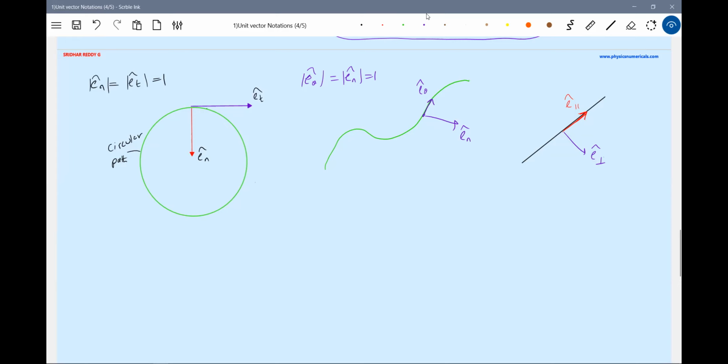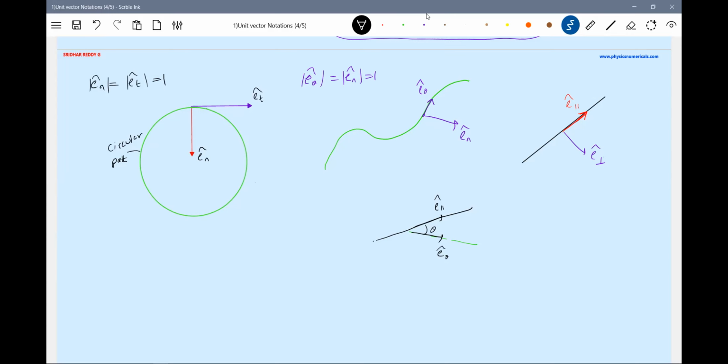It need not only be perpendicular. If there is a curve and this is the unit vector along this direction, e parallel cap, this other one you can call e dash, or just e or e theta. Look at that angle. It is not perpendicular; it can be anything. So in whichever directions you want, you can bring in unit vectors.